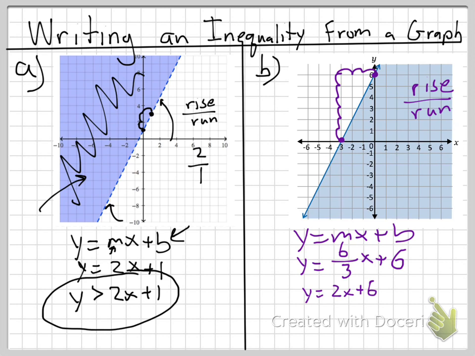We see that our shaded area is actually on this side, so we know that's going to be a less than. And now we have to look at our line to see if it's solid or dotted. We do see it's a solid line. There are no gaps like there was in this one over here. That means it's going to be a less than or equal to. So we have y is less than or equal to 2x plus 6.